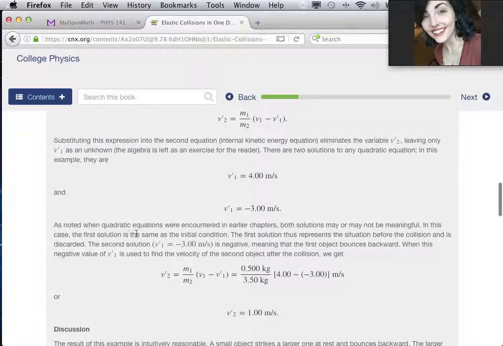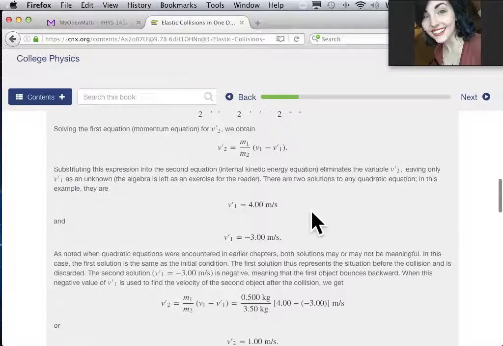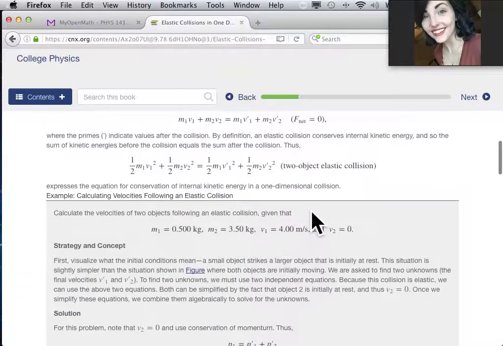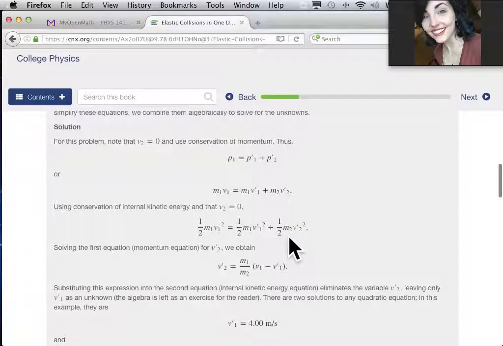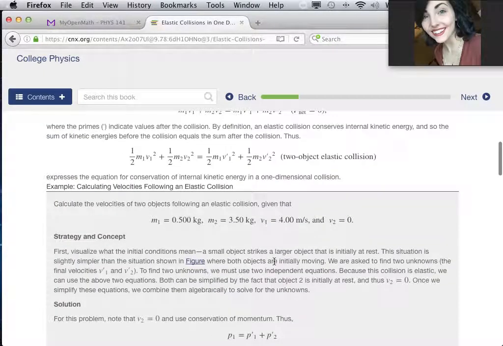So in this case, they throw out the 4 meters per second. Can you figure out why they throw out the 4 meters per second from these initial conditions? What they're saying is that v1 was initially 4 meters per second, and their first solution was 4 meters per second for v1 prime. So it can't be the same. If it's going to collide with something else, it's going to change its velocity. So what we just found out is that after it collided, mass 1 is moving in the other direction. So it's got to be the other one. It's got to be the negative 3.